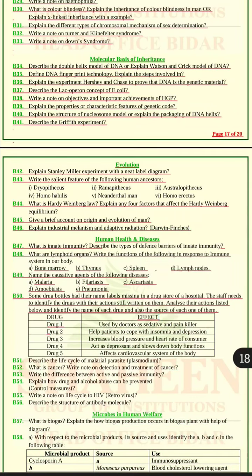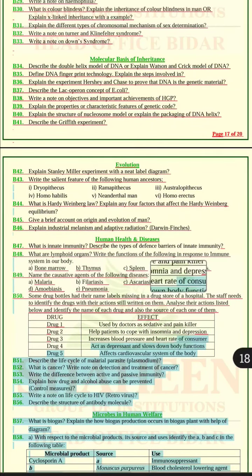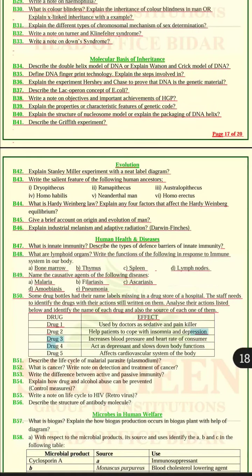Okay friends. And drug number 2 helps patients to cope with insomnia and depression. Okay. And drug number 3 increases blood pressure and heart rate of consumer. And drug number 4 acts as a depressant and slows down body function. Okay. And drug number 5 affects cardiovascular system of the body.